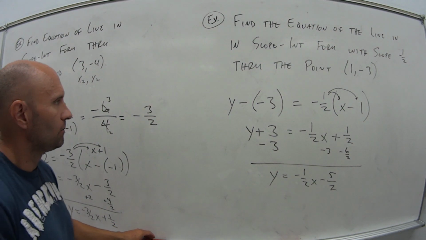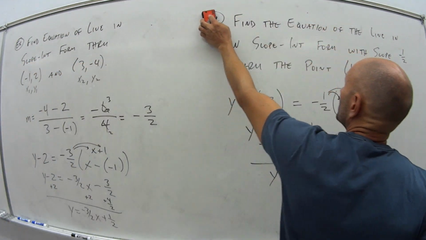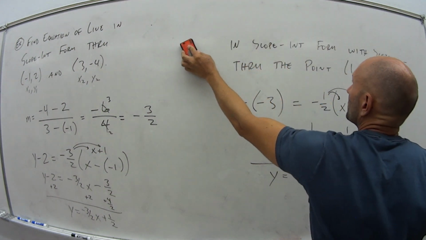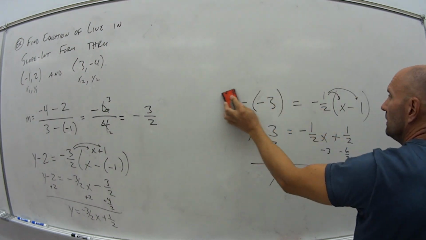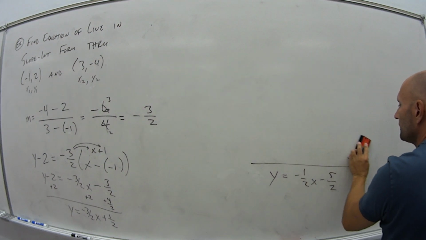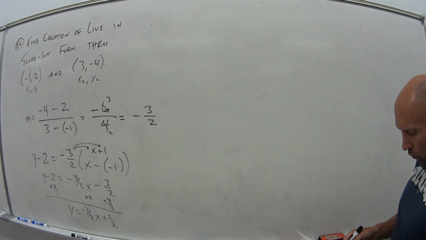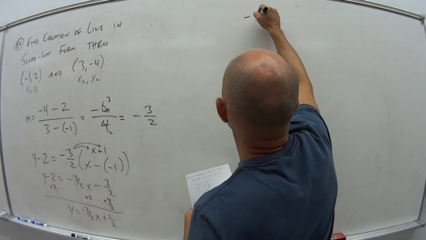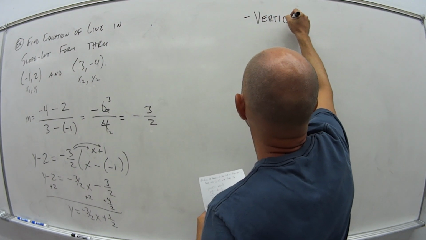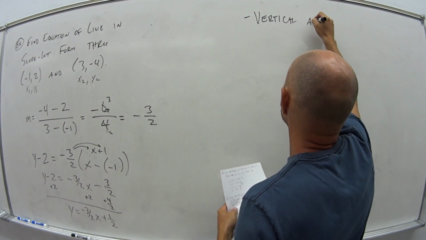And again, if I went a little fast on something, if it didn't make sense where a number came from and you want to follow it back, go ahead and hit pause, rewind if you need to. Otherwise, the last thing from video 1 has to do with vertical and horizontal lines. And we already talked about vertical a little bit.